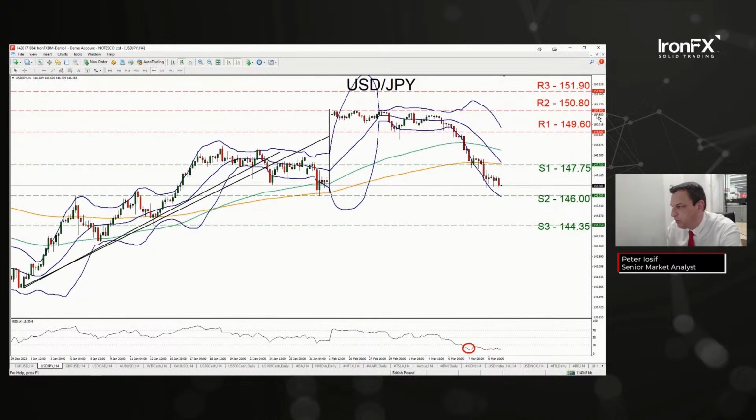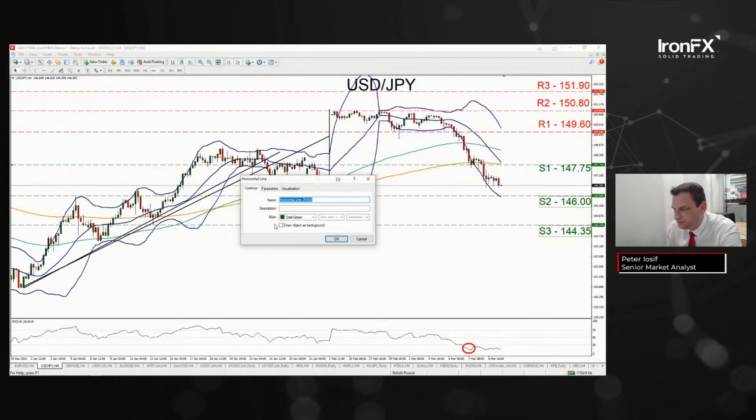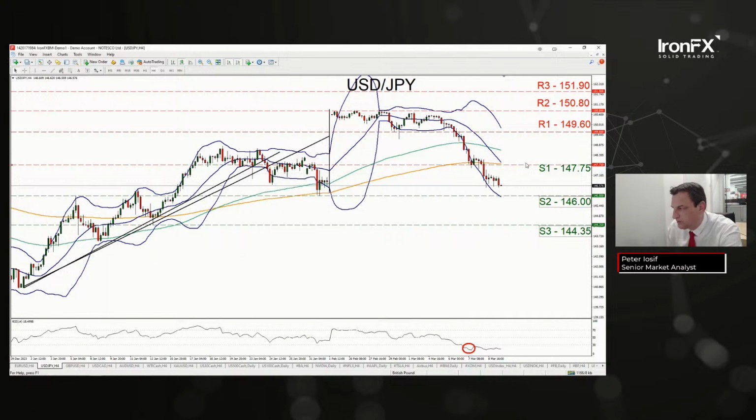Now USD/JPY dropped, breaking the 147.75 support line. Now we have to turn this into a resistance. And let's go hunting for a new ultimate support level.